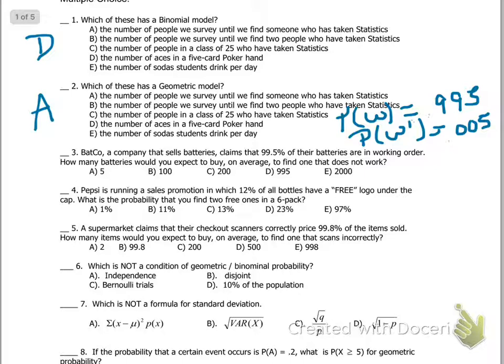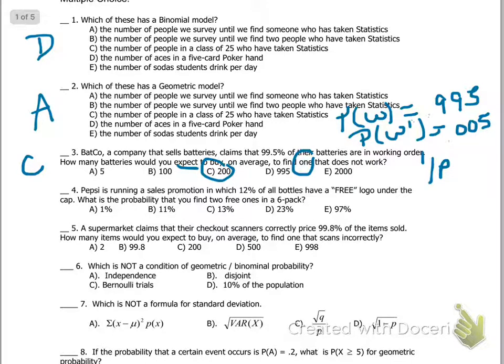All right, so we have to keep in mind here that they have the word expect. And when you see the word expect, you should think of the word mean. Now they say to find one that does not work. So this means geometric. So this is 1 divided by p. So 1 divided by 0.005 is 200. So the answer to 3 is C.